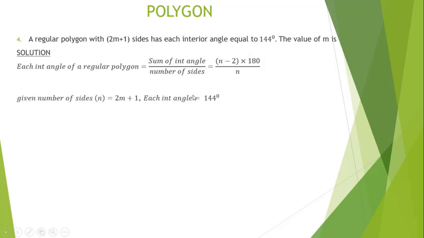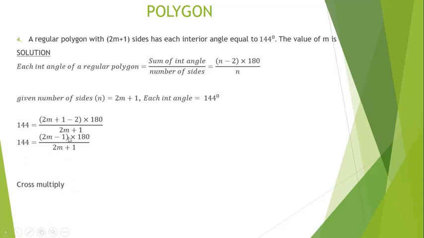So when you do that, you can see the parameters given. Number of sides is this, each interior angle is this. So substitute these values in this expression, and when you do that, we have 144 equals to, anywhere you see n, we replace it with 2m plus 1. So we have 2m plus 1 minus 2 times 180 divided by 2m plus 1. So we have 144. Then if you do this now, plus 1 minus 2, mathematically we know that it's going to give us minus 1. So when you do this now, we arrive at this.